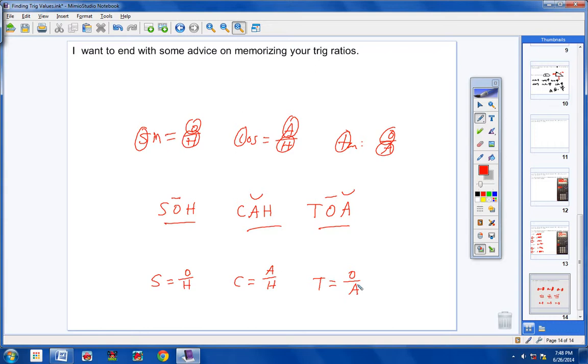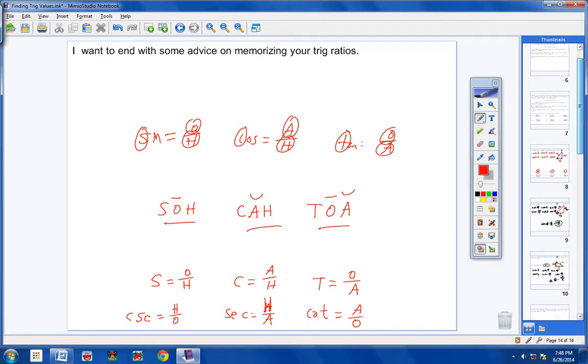And then from there, all that you have to remember is cosecant is the inverse of sine, secant is the inverse of cosine, and cotangent is the inverse of tangent. So cosecant would be hypotenuse over opposite, and so on and so forth. This would be hypotenuse over adjacent, and this would be adjacent over opposite. So I hope that helps you memorize these a little better. You've probably heard of that before, okay, but very, very quickly.